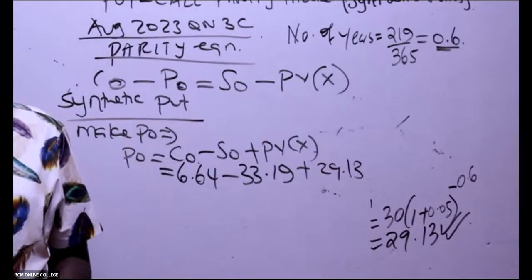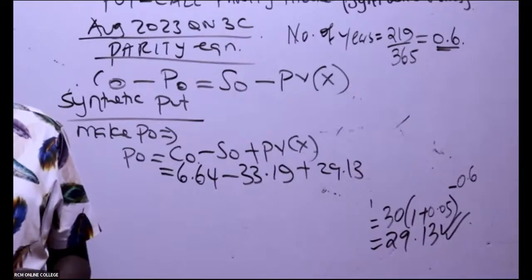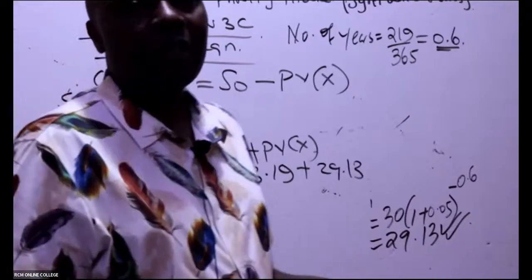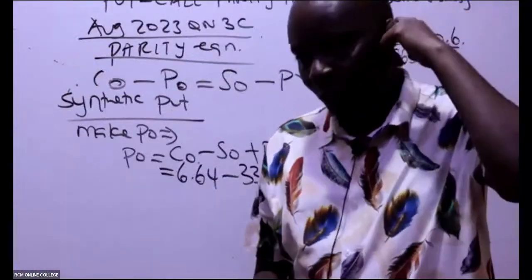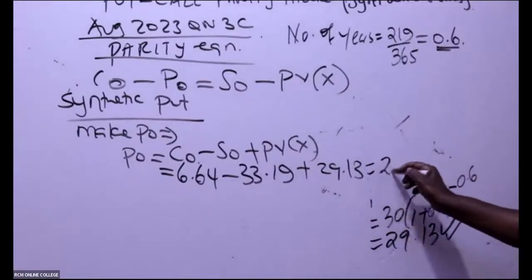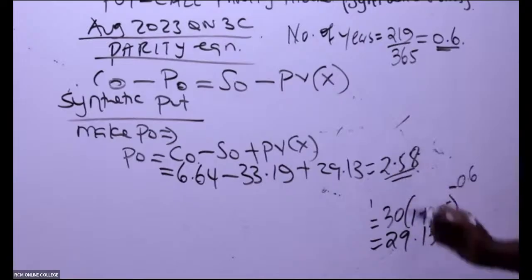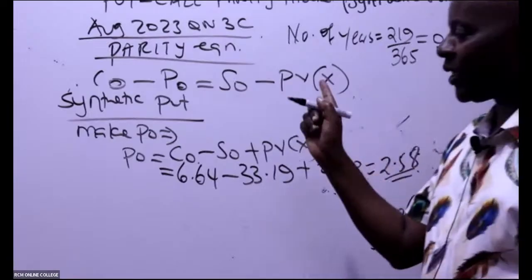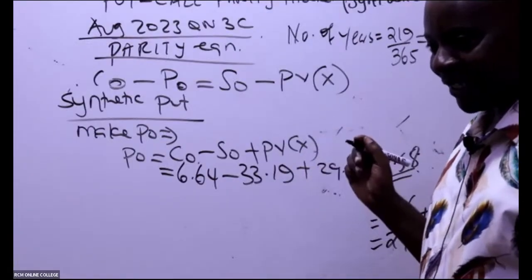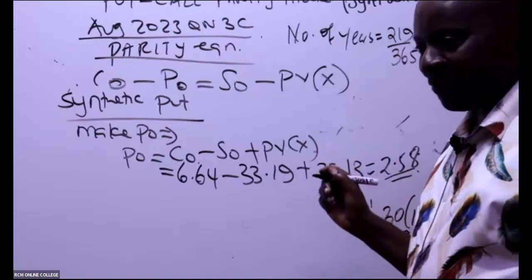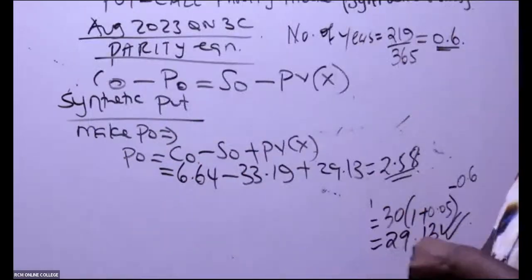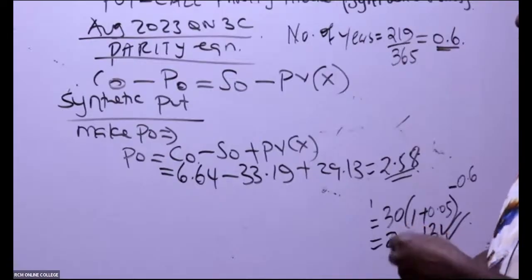I'm being told by Beauty, 2.58. Is that okay? 2.58. That is the answer. Thank you so much. I don't know whether making PO the subject was a problem to some of us. There are so many ways of doing it.